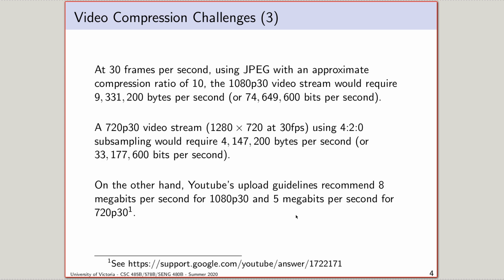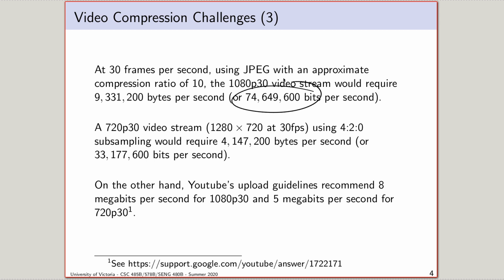So if we use 30 frames per second and we compress each frame with JPEG and expect it to get us down to 1/10 of its size, so 300K per frame, we're looking at 75 megabits per second. So 9 megabytes, 75 megabits per second. This is 1080p.